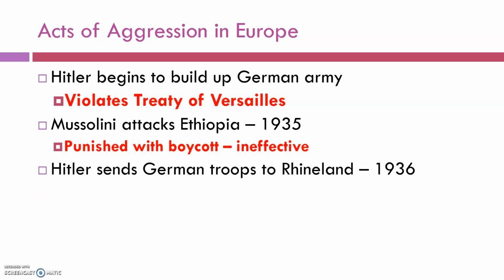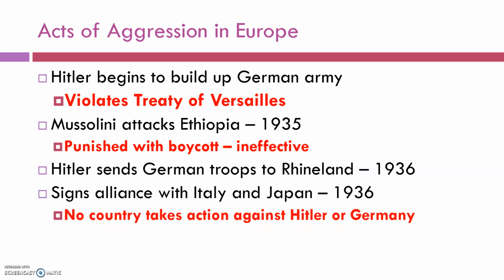In 1936, Hitler sent German troops to the Rhineland, a region in which he was not allowed to have troops stationed, but he did so anyway, again showing this pushing that he was doing, trying to test how far he could go with the Allies. And then in 1936, Hitler would sign an alliance with Italy and Japan, thus creating the foundation for the Axis powers. And again, no country is going to take any sort of action against Hitler or Germany, leading to this idea of appeasement, which is allowing something to happen in order to prevent something worse from happening.